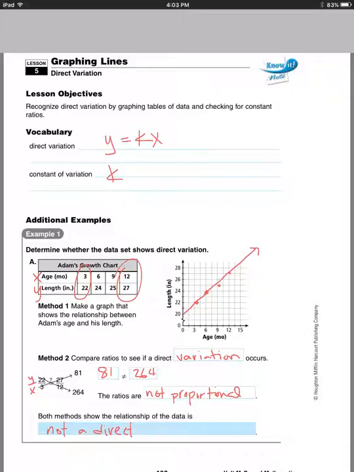Method 2, because they're not equal to each other, 81 and 264 are not the same number. But method 1 has to do two things. For method 1, you have to have a straight line, which we do, but the second rule is through 0, 0. It does not go through 0, 0, so that is not a direct variation. That data is not direct variation. Because when a baby is born, it can't be 0 inches tall. That's nothing. Okay, it has to be some length.